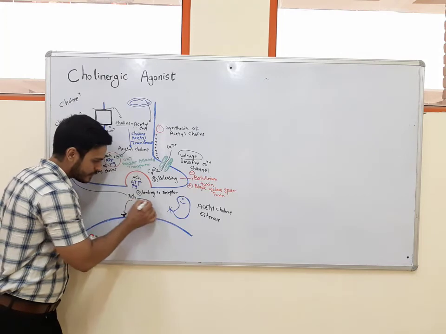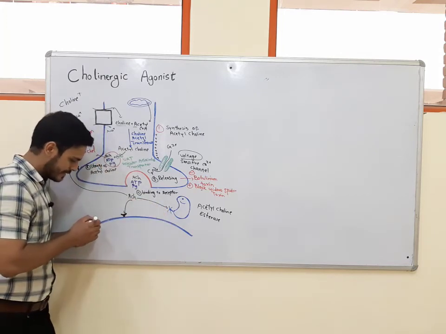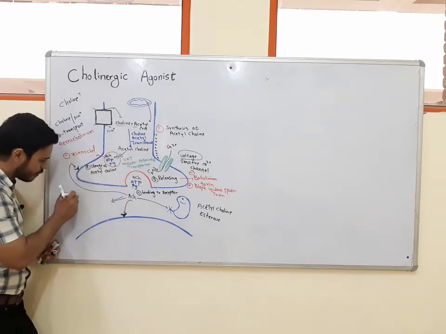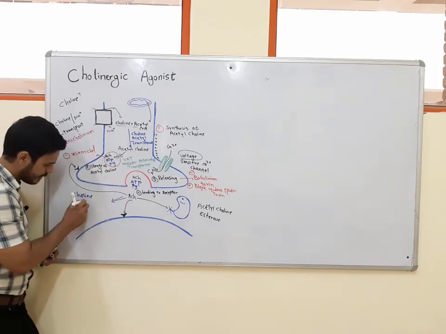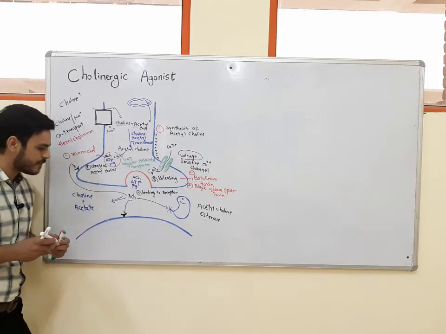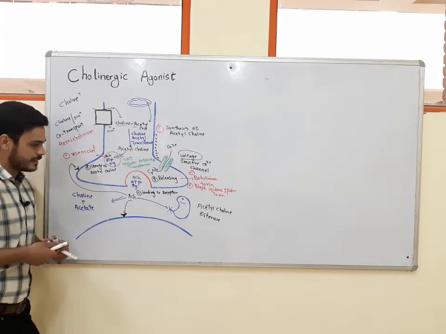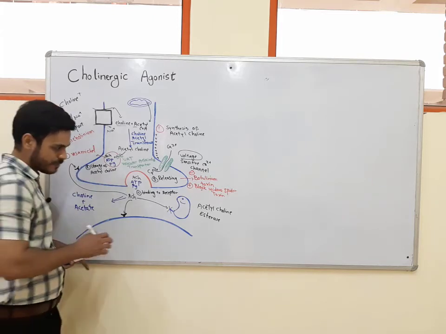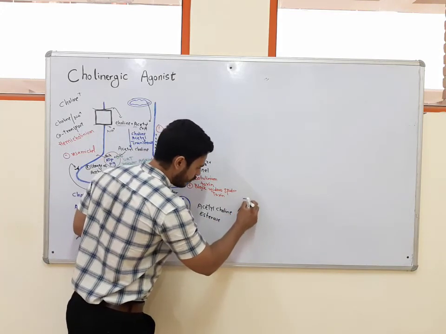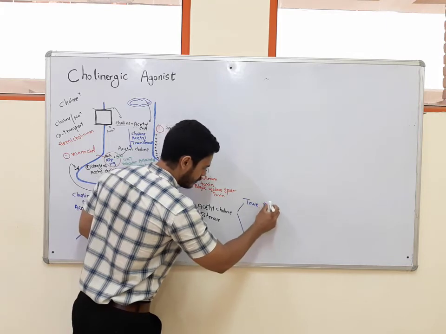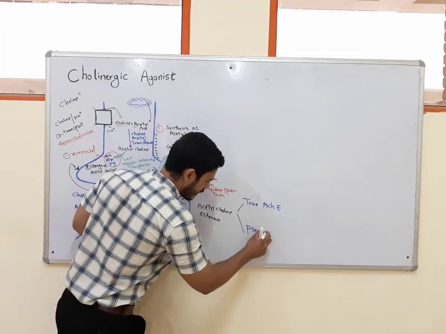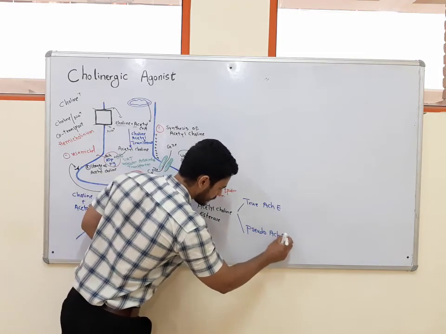Acetylcholinesterase will bind first to acetylcholine. By binding to acetylcholine, it will cleave acetylcholine to choline and acetate, and it will terminate the action of acetylcholine. We have two subtypes of this enzyme. One is true acetylcholinesterase and the second is pseudo acetylcholinesterase.